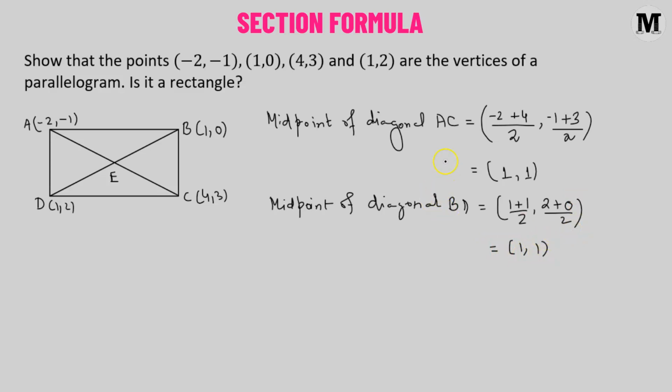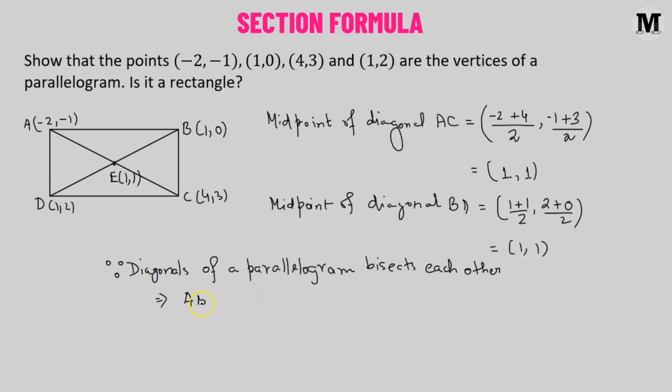Since the midpoints of both diagonal AC and diagonal BD coincide, that means they are intersecting at a common point E, and it has the value 1, 1. And we know that the diagonals of a parallelogram bisect each other, which implies that ABCD is indeed a parallelogram. Hence, we have successfully shown that it's a parallelogram.